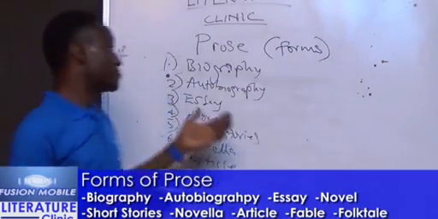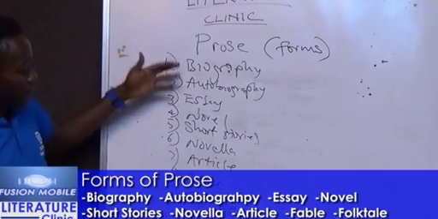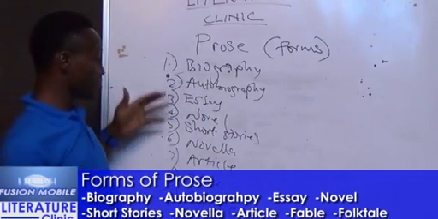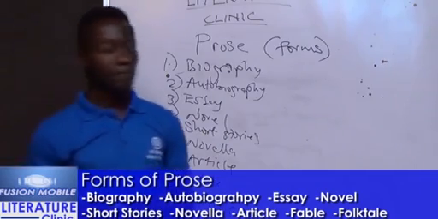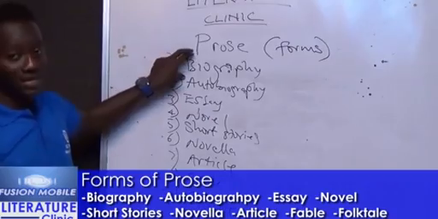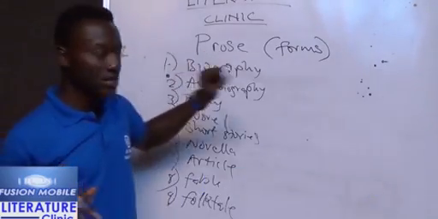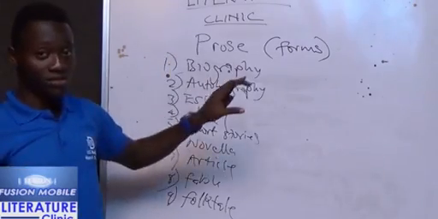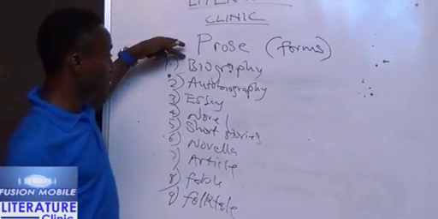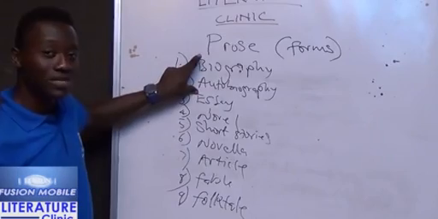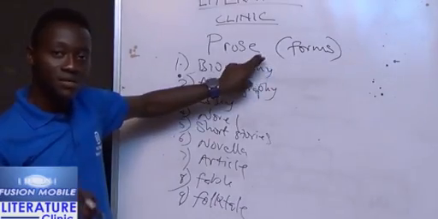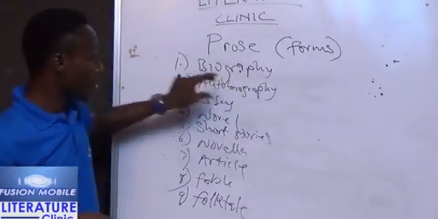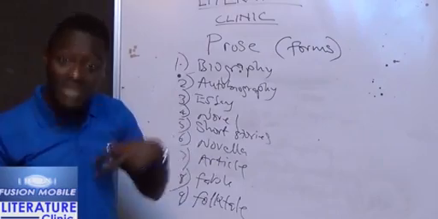Now, you have them: biography, autobiography, essay, novel, short story, novella, article, fable, and folk tale. Biography, I've explained that. Autobiography, I've done justice to that. Both of them come under non-fiction. Don't forget, they come under non-fiction. But biography is me writing about another person. Autobiography is me writing about me.